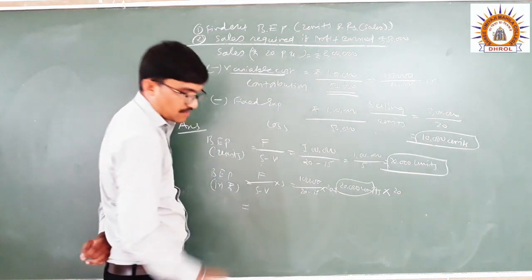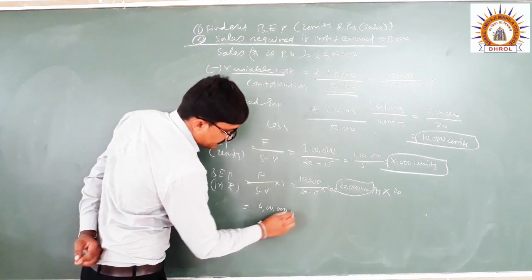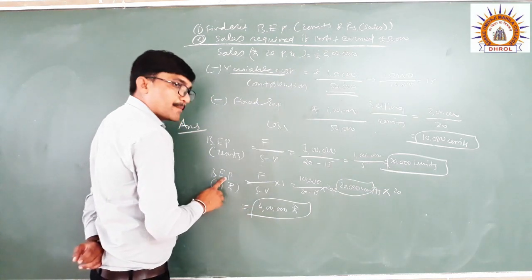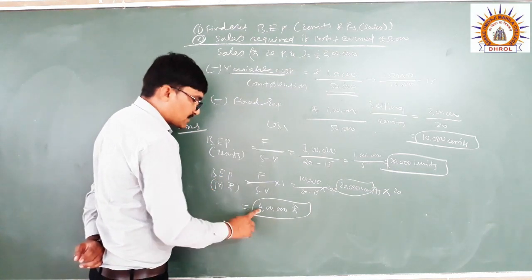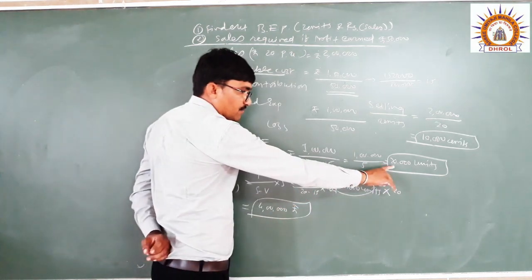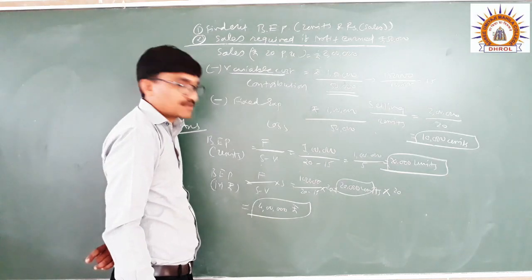So what is the amount? The amount is rupees 4 lakhs. It means the break-even point in terms of rupees is 4 lakh rupees, and the break-even point in terms of units is 20,000.